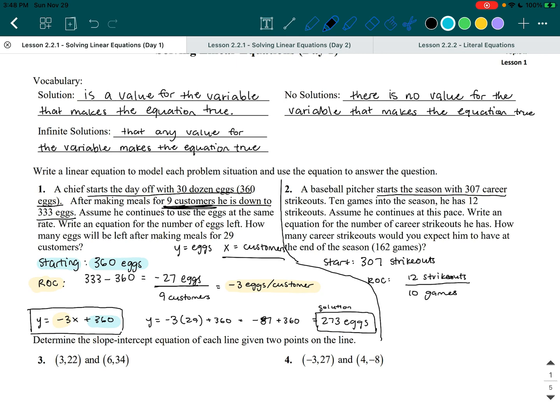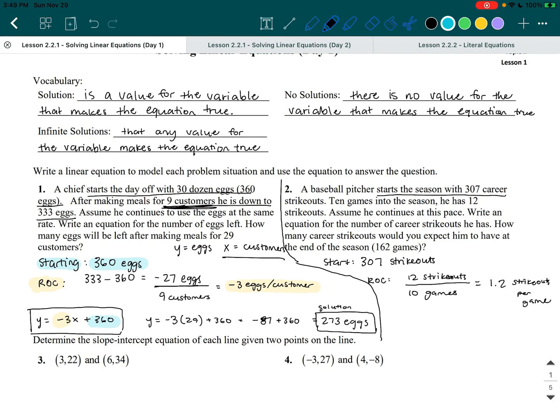Strikeouts are a good thing in baseball, so you collect them. I had to Google this, so I didn't even know. So after 10 games, he earned 12 more strikeouts. So we're going to do positive 12 strikeouts divided by 10 games. When you divide that, it gives you 1.2 strikeouts per game. Okay, so we have our starting value and we have our rate of change.